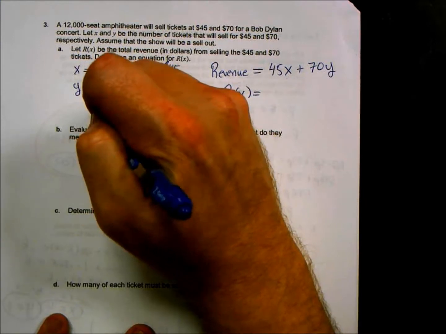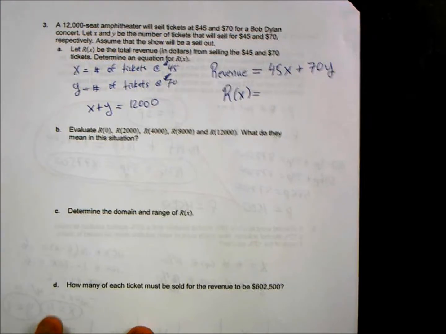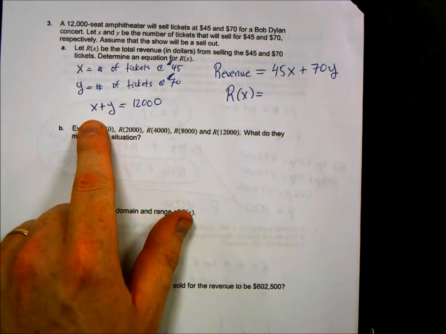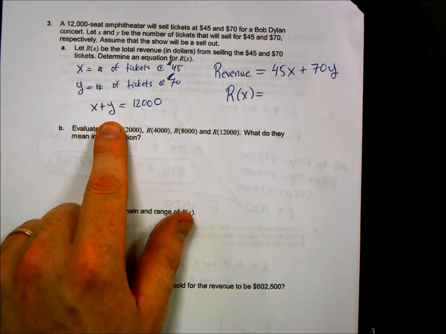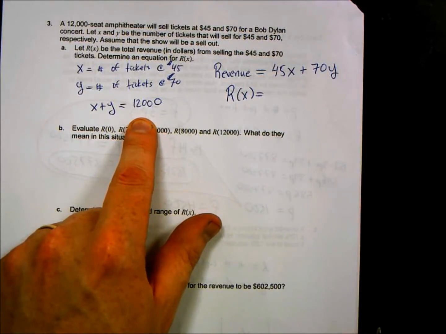Does 12,000 have to go in? 12,000 has something to do with it. That's correct. X plus Y equals 12,000. Why does X plus Y equal 12,000? That's how many tickets you sold, isn't it? This is tickets sold at 45 plus tickets sold at 70, which has to be the total number of tickets. And we were told this concert sold out, so we sold all the tickets.